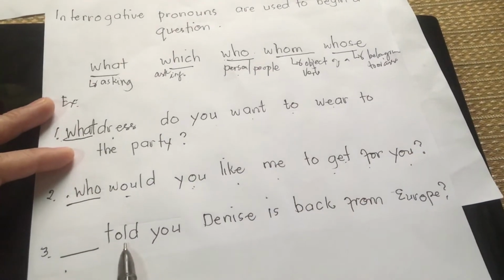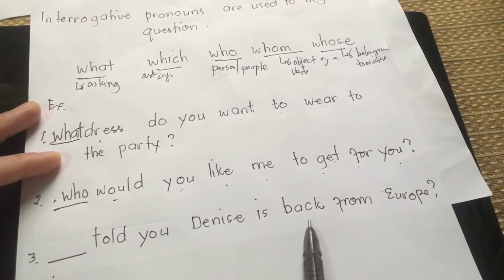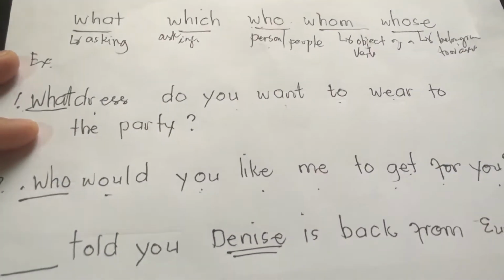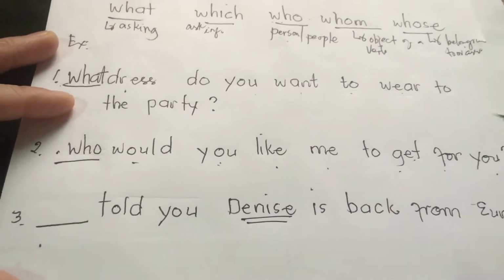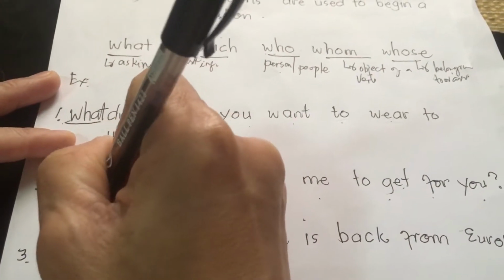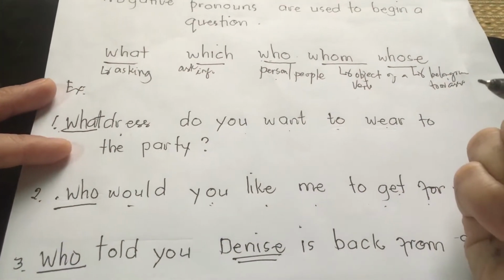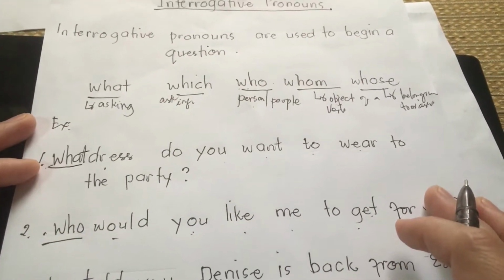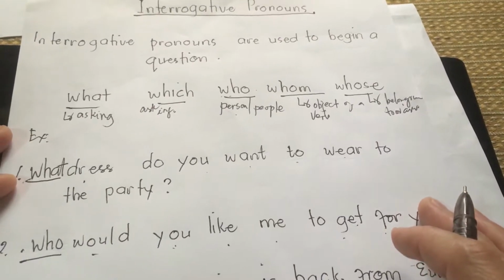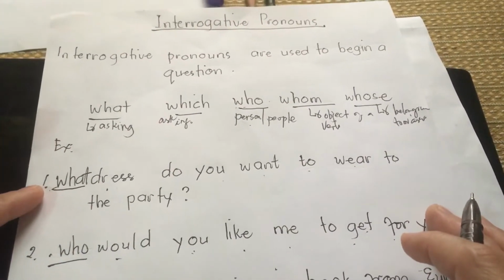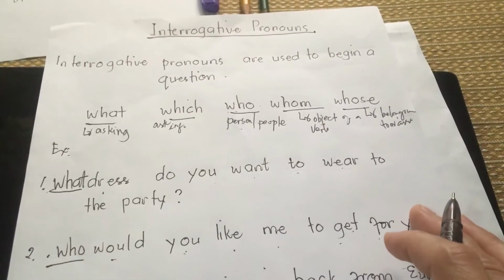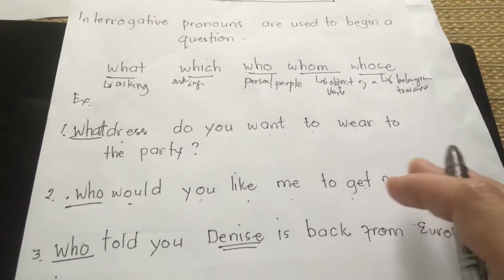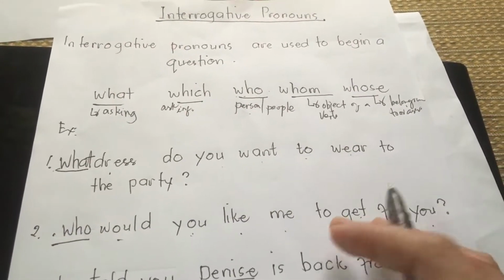Third, we have: blank told you Denise is back from Europe. We have here a clue. It's the name of a person. So we're going to write who. So class, we complete now our interrogative sentences. Remember, interrogative pronouns ask questions referring to a person, referring to objects, etc.